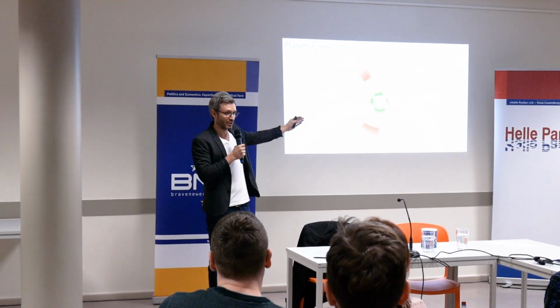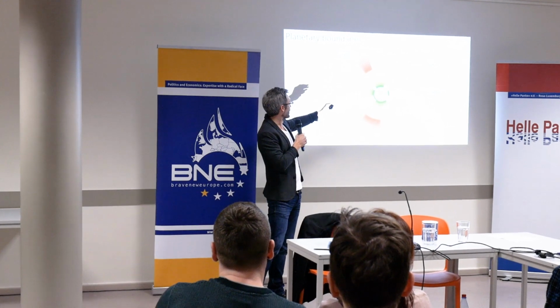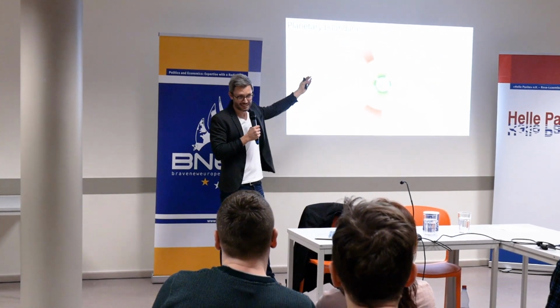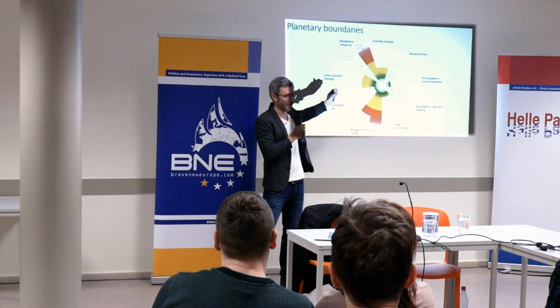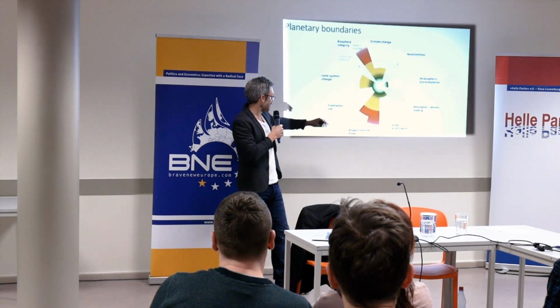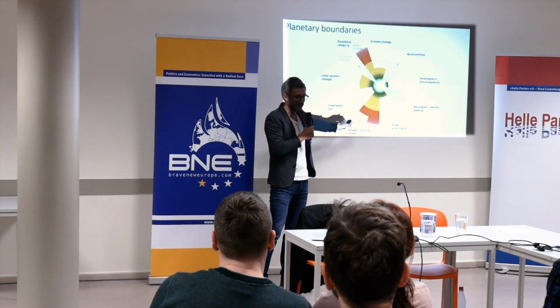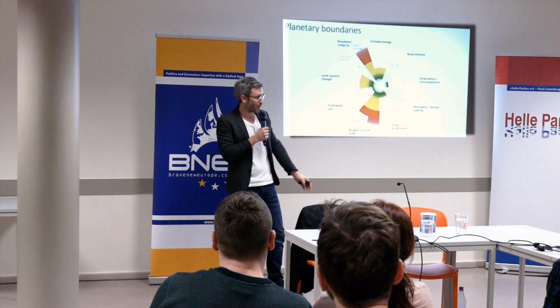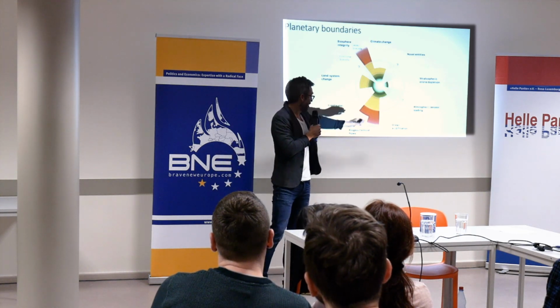We've overshot that significantly. There's also genetic diversity, that's species extinction rates. Land system change includes conversion to agriculture as well as deforestation. Phosphorus and nitrogen loading here from intensive industrial farming, ocean acidification, et cetera.